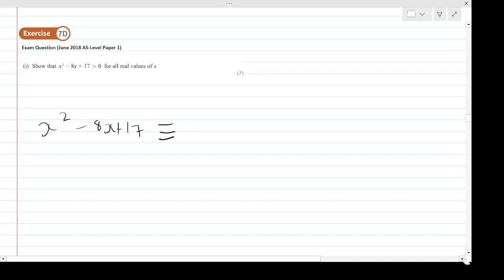well, if you complete the square on this, it'd be x, and then half of minus 8 is minus 4, all squared. Take away 4 squared, which is 16, take away 16, and then add 17, and we can simplify it to (x minus 4) squared plus 1.